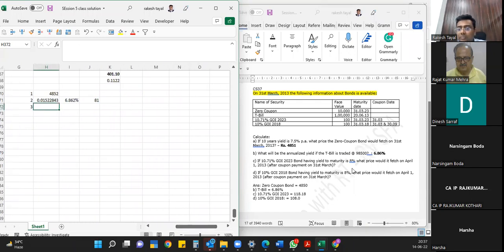Next, if 10.71% GOI 2023 bond having yield to maturity is 8%, what price would it fetch on April 1, 2013 after coupon payment on 31st March? Very simple. YTM 8%, डिस्काउंट रेट, कूपन रेट क्या है? $10.1.